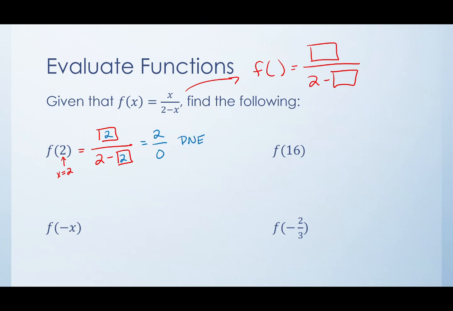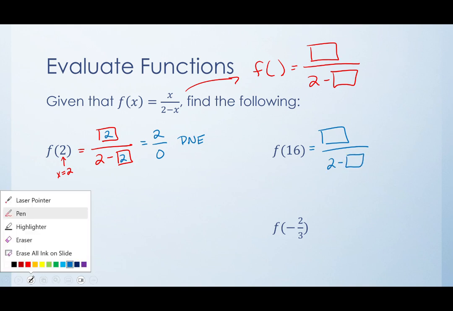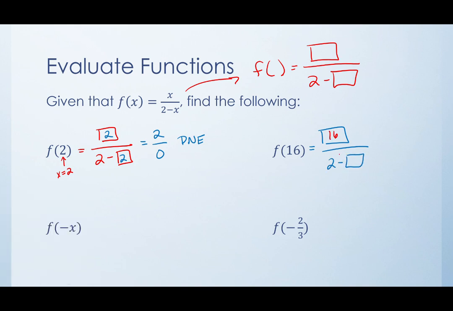And GeoGebra will tell you, I think it's a question mark, when that happens, if you try to evaluate something that's undefined. Okay. So if we do 16, I've got my box, 2 minus my box, and I'm going to input 16 everywhere I have the x in my formula. So I've got 16 over negative 14. We can simplify that a little bit to negative 8/7. Easy enough. What about f of negative x?